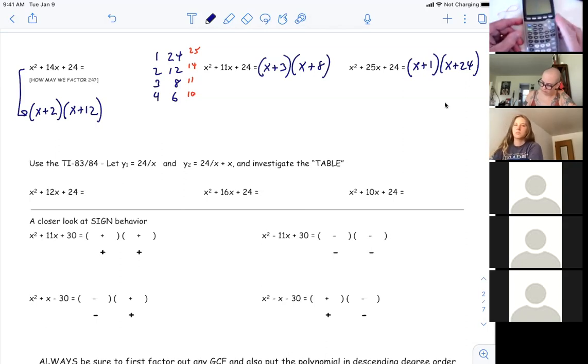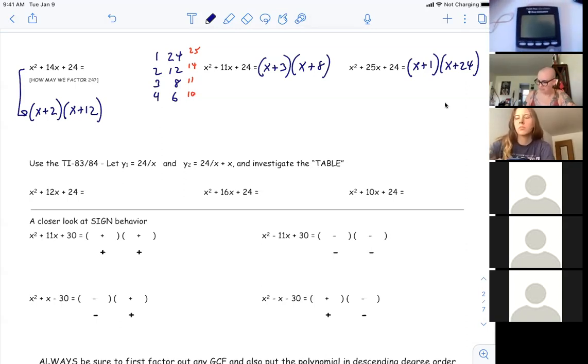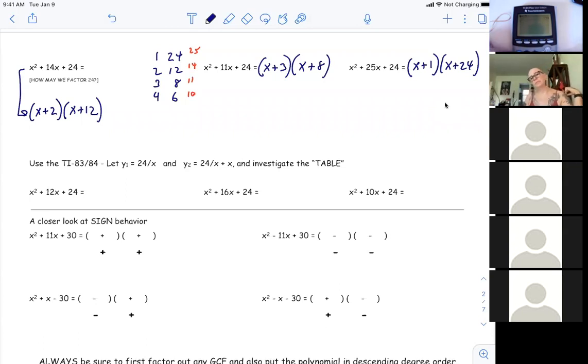So let's see now. Can you see that screen? Is that visible? If I hit one, yeah, I can see it. Okay, thank you. All right.